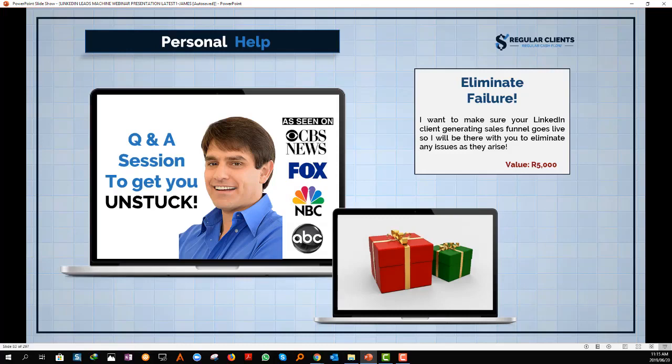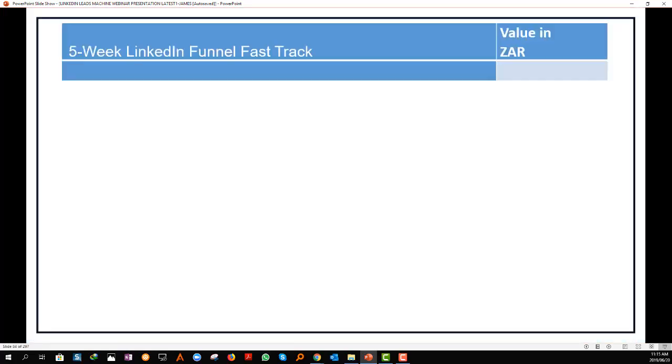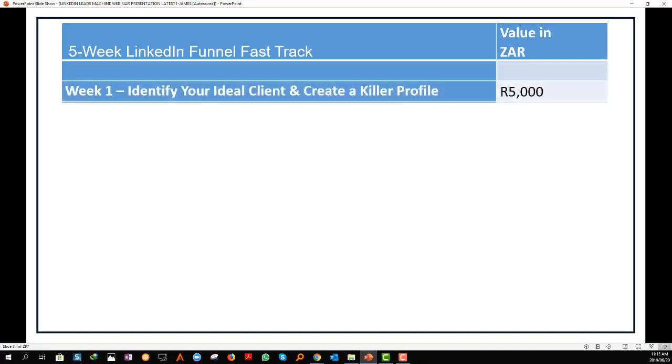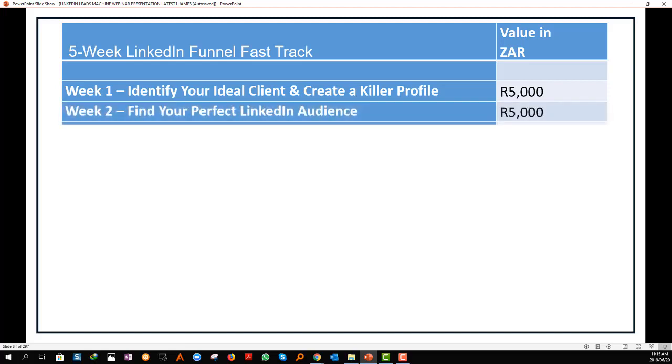And remember that because this is a beta program, it's very, very important to me. I need you guys to actually get through the process, right? So that's the situation. So let me run through this with you very, very quickly, just to remind you what you get. Okay, so you're going to get the first week where we're going to identify your ideal client, and obviously we're going to create the profile, so that's valued at $5,000.